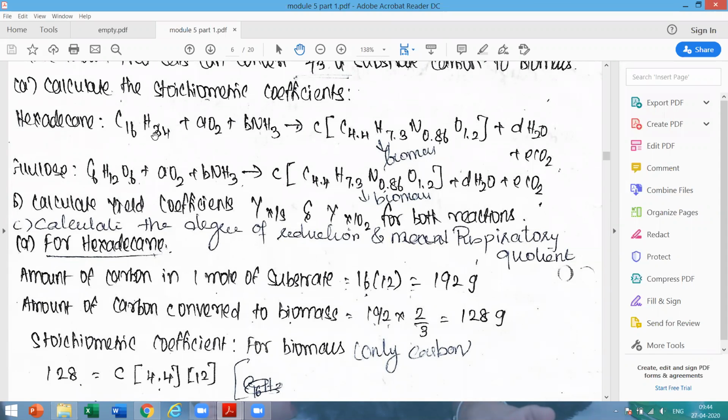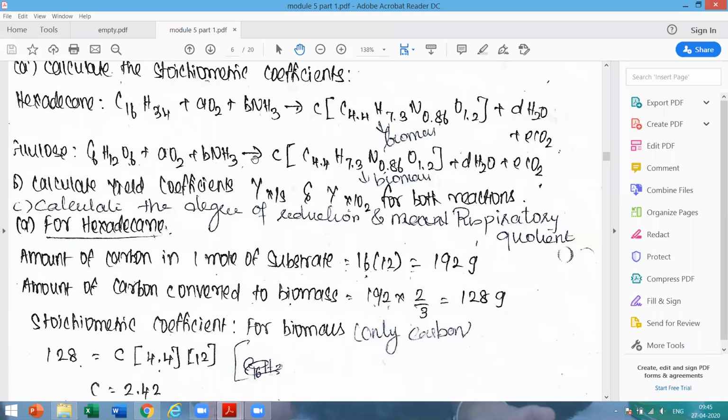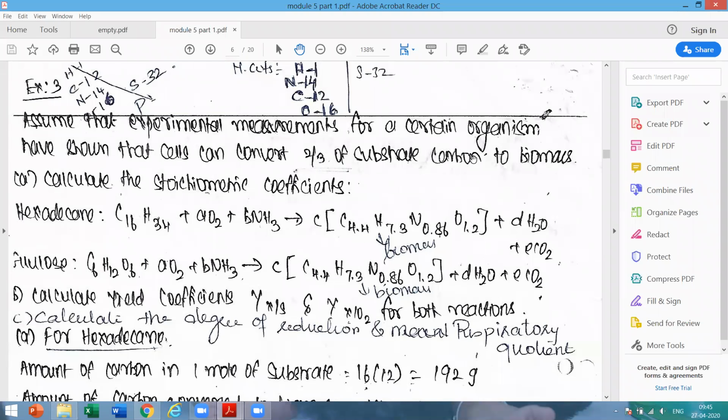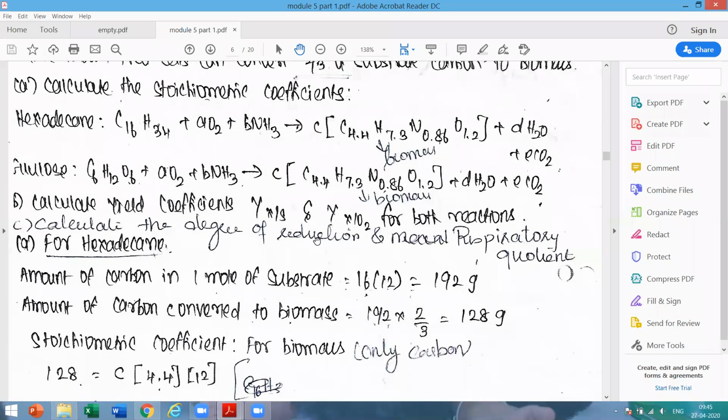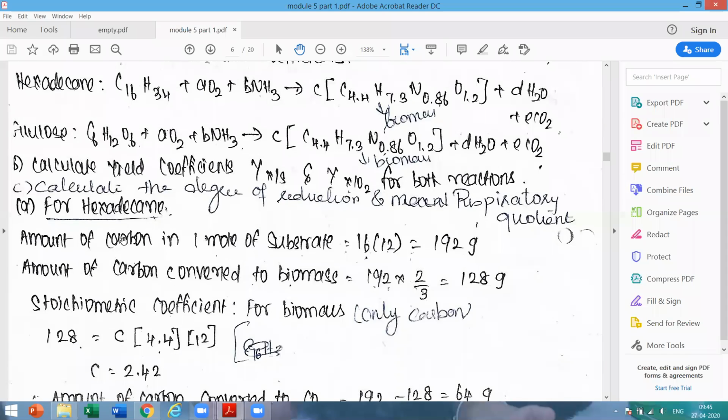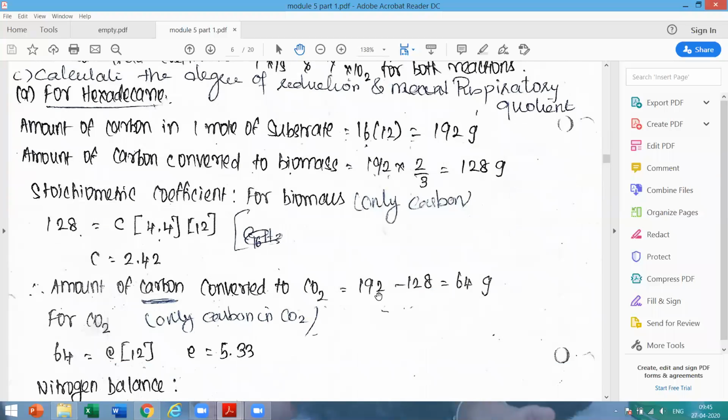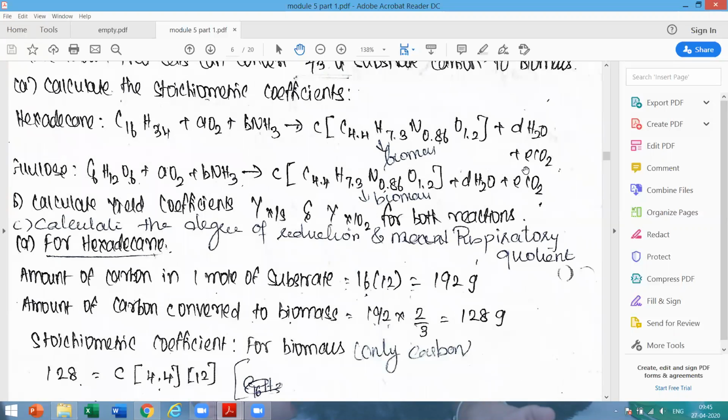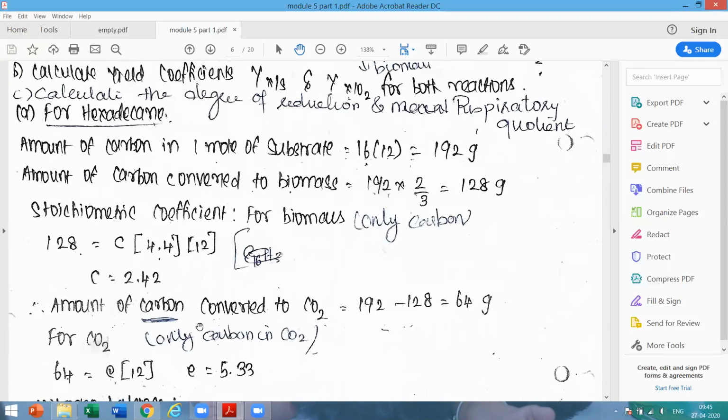As I told, this is substrate and this is biomass. They have given that 2/3 of the substrate carbon is being converted to biomass. For that, first we have to know how much carbon is present in the substrate. We have identified 16 into 12, that is 192 grams. The amount of carbon converted to biomass is 192 into 2 by 3, that is 128 grams. The remaining carbon is converted to CO2 only, which is 192 minus 128, that is 64 grams.